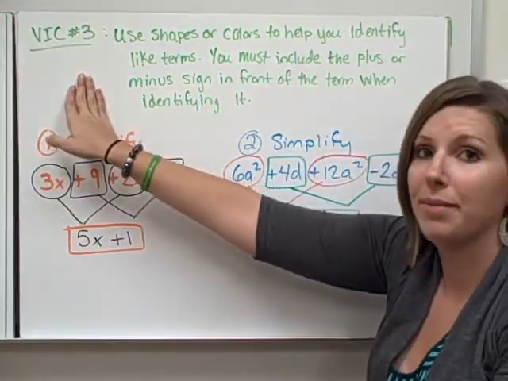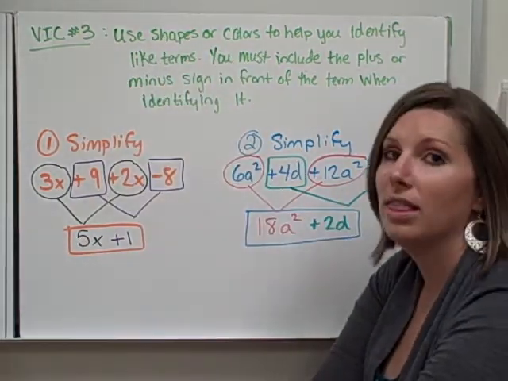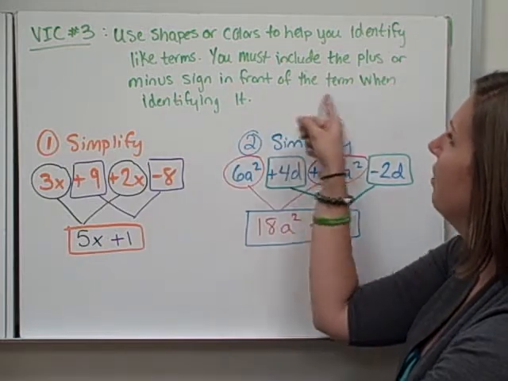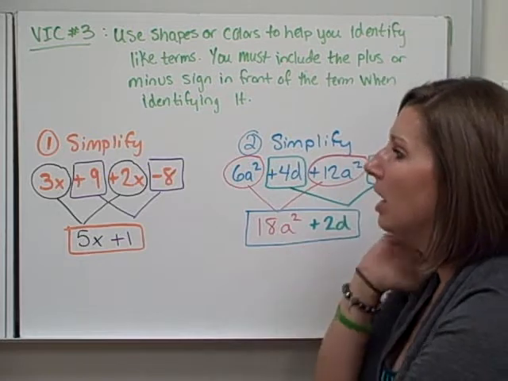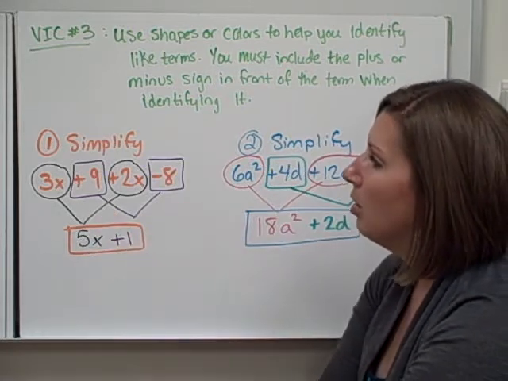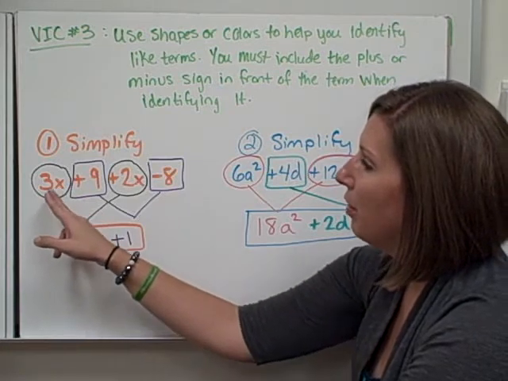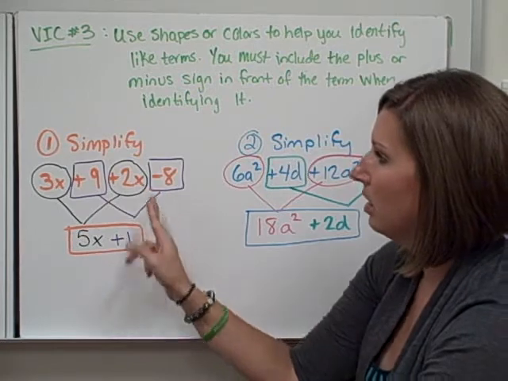Tip number 3. Use shapes or colors to help you identify like terms. You must include the plus or minus sign in front of the term when identifying it. So as you can see, I've identified all my terms. I've got 3x plus 9 plus 2x minus 8.